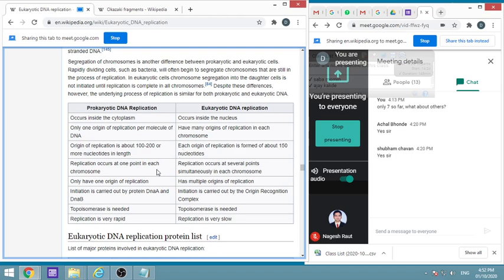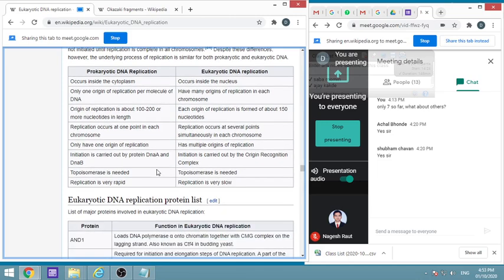Replication occurs at one point in each chromosome in prokaryotes, while we have already seen it occurring at several points simultaneously in each chromosome in eukaryotes. So only one origin of replication versus multiple origins of replication. Initiation is carried out by the proteins DnaA and DnaB, and here it is an origin recognition complex, and many proteins are involved in it. We have seen various proteins.